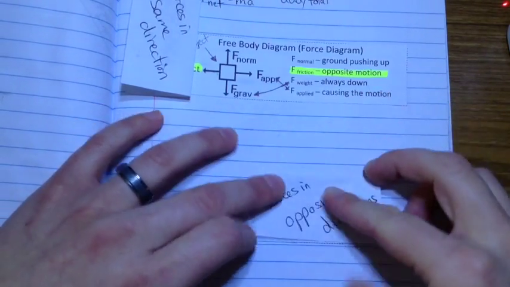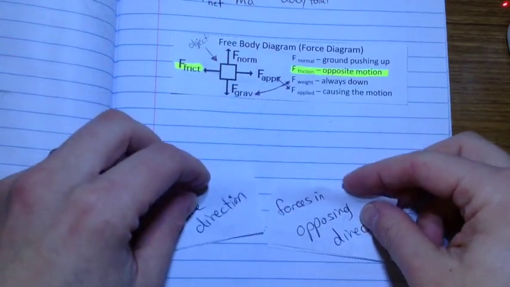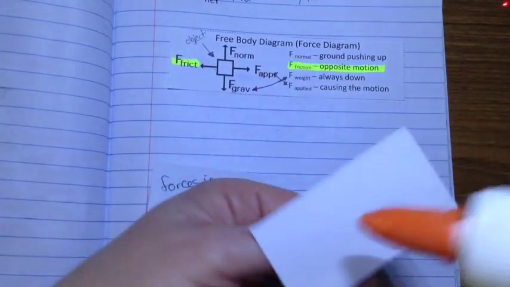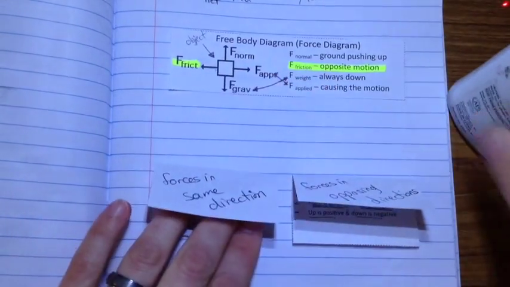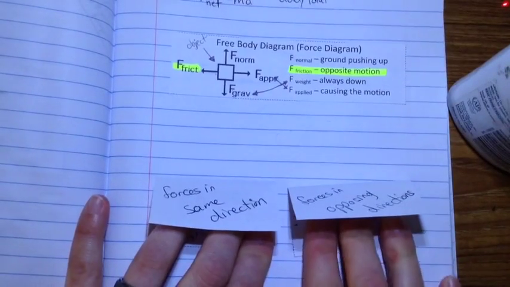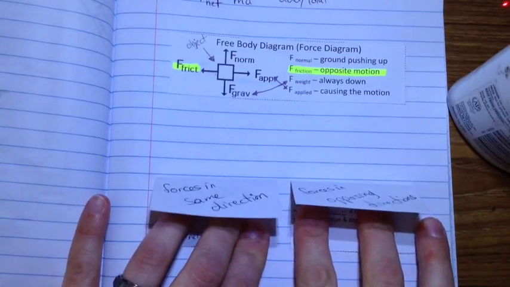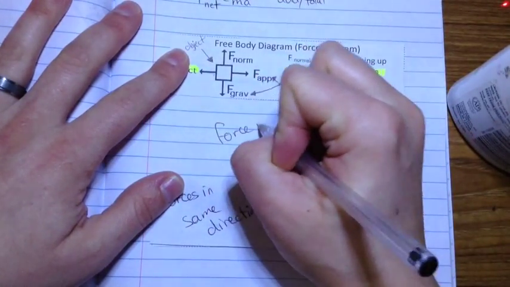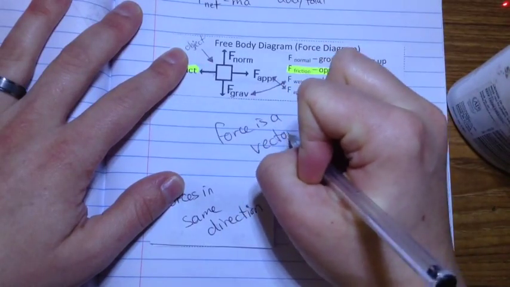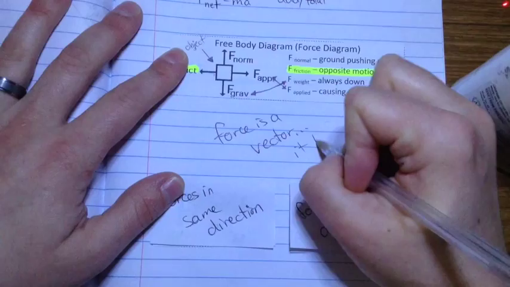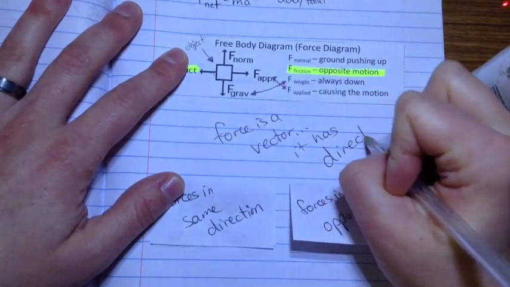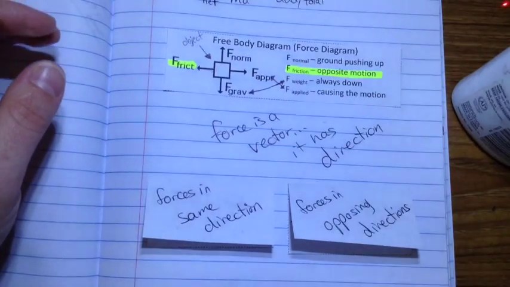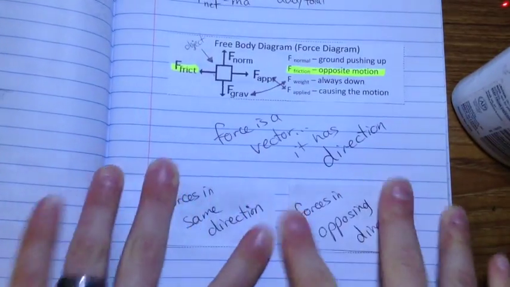All right, so go ahead and take those 2 papers. We're going to glue them in right there on that page. That'll be the last thing we put on that page, so don't worry too much about the spacing. All right, just put yourself a little note here. Force is a vector. It has direction. Hence all of the arrows pointing in those different directions. Force has direction.